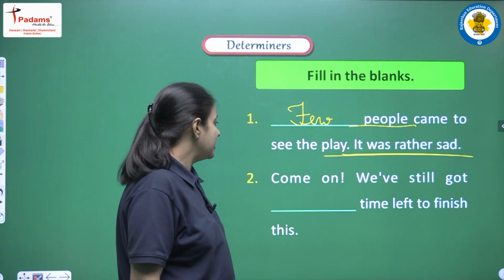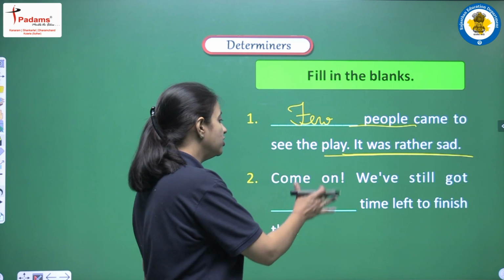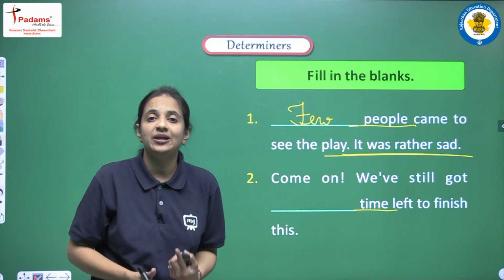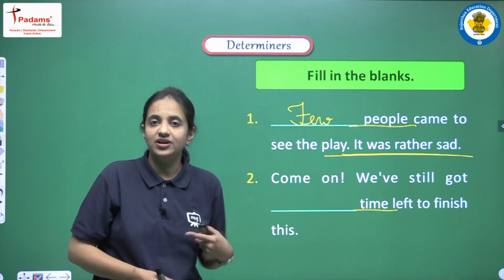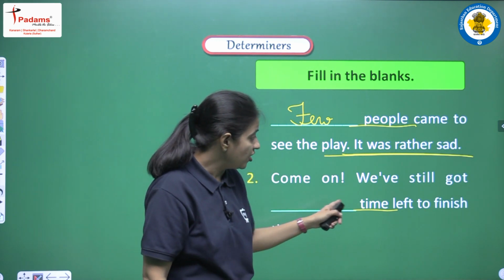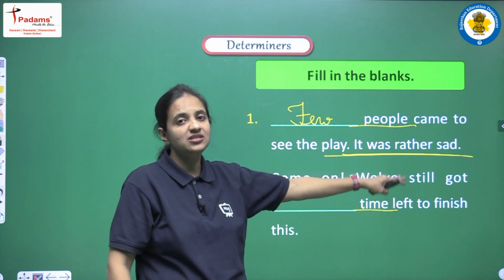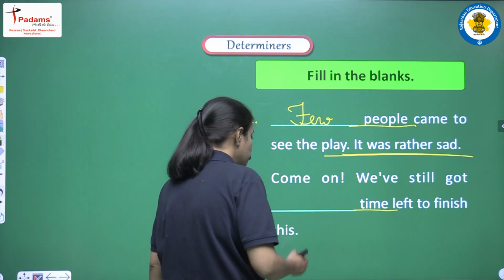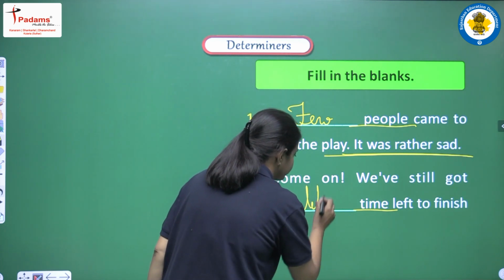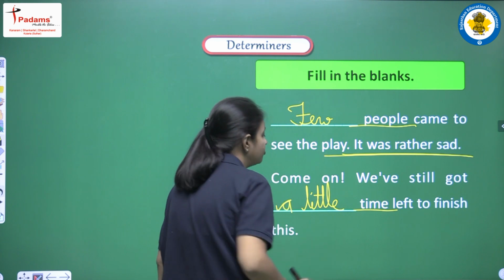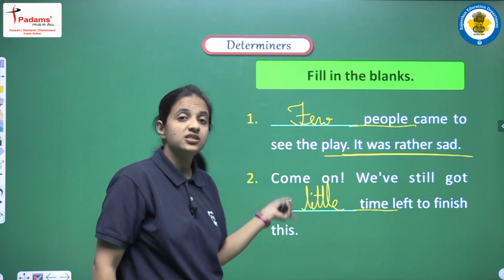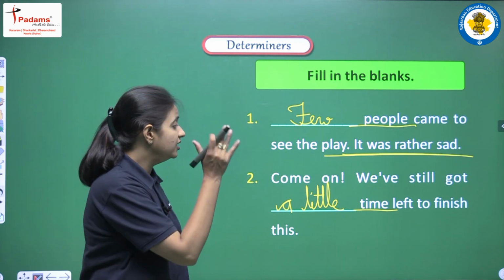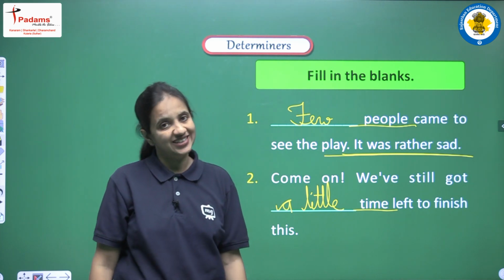Okay. Next is: come on, we have still got time left to finish this. We have time as a noun, and time is an uncountable noun. So here we have to use one determiner from the little family, and here we are talking about some positive meaning, we are encouraging someone, and we are saying come on, we have still got a little. So because we are talking about positive meaning, this is the reason we will use a little in the blank, and the sentence will be: come on, we have still got a little time left to finish this.